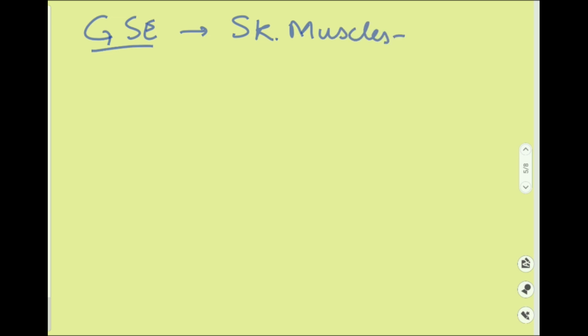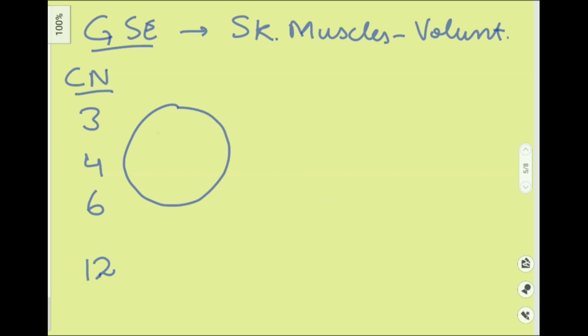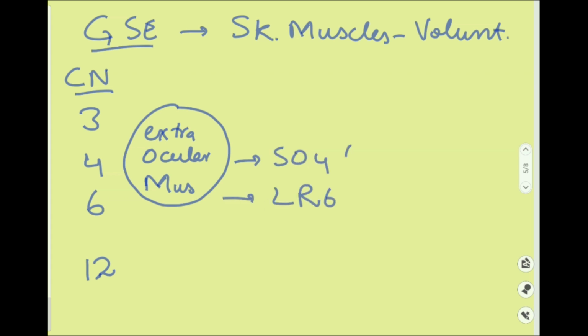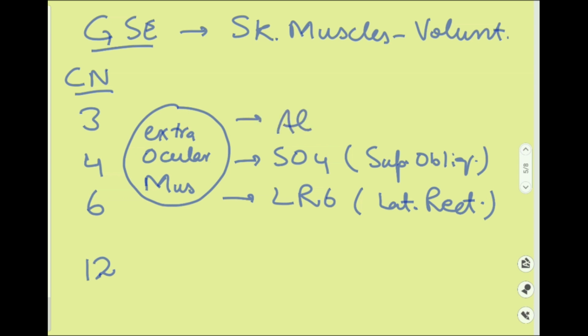First, the general somatic efferent component. For skeletal muscles or voluntary muscles of the head and neck, the cranial nerves are 3, 4, 6 and 12. 3, 4, 6 for extraocular muscles. Always remember SO4 and LR6. SO4 means superior oblique is supplied by cranial nerve number 4 and LR6 means lateral rectus is supplied by cranial nerve number 6. All remaining will be supplied by third cranial nerve.